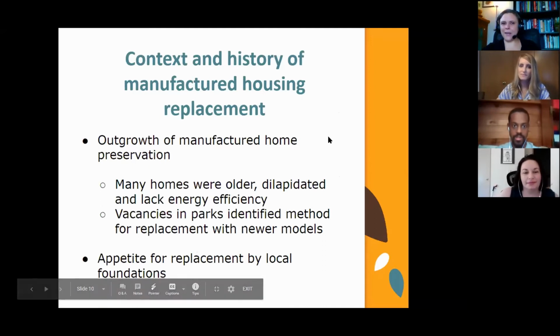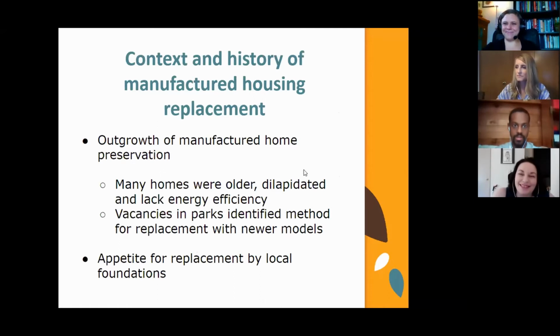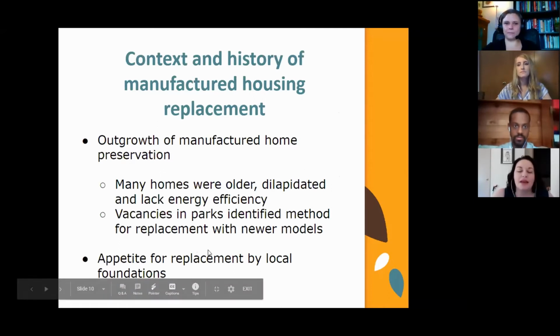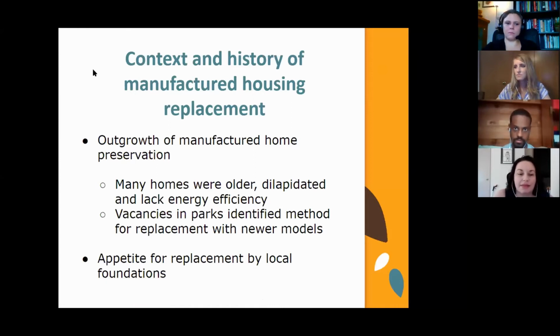Want to tell us a little bit about the context and history of this class? Yeah, thanks, Lane. So some of you may know that CASA of Oregon, one of our business lines is manufactured home park co-op development. And so what we do is work with residents of existing manufactured home parks. And when those parks go up for sale, we help them secure financing, form a cooperative, and take ownership of the property, which preserves their home for the long term.